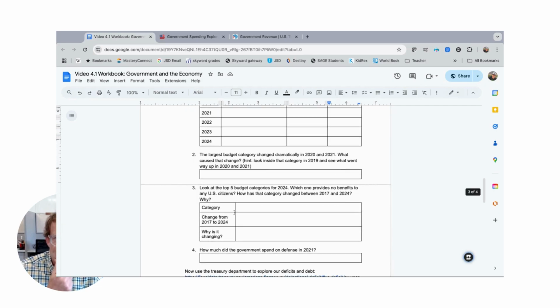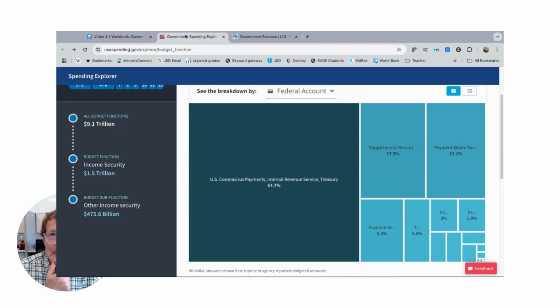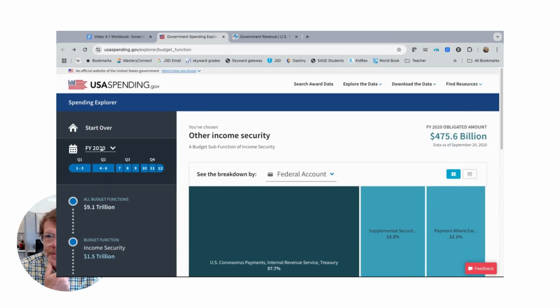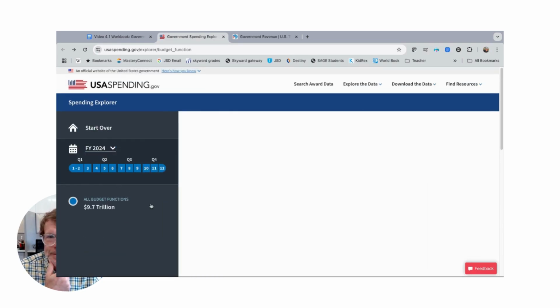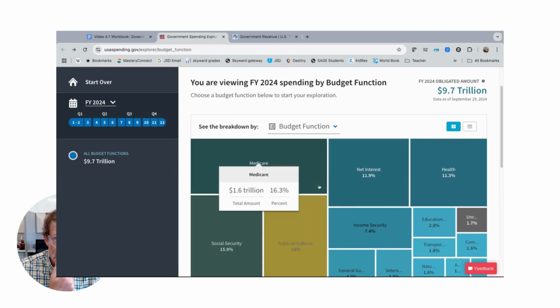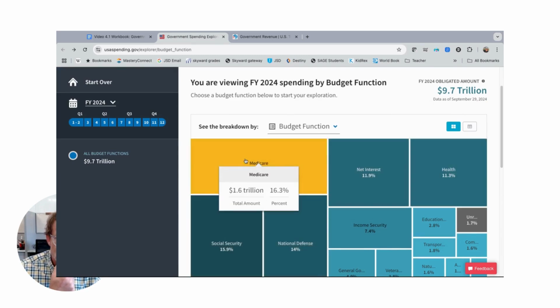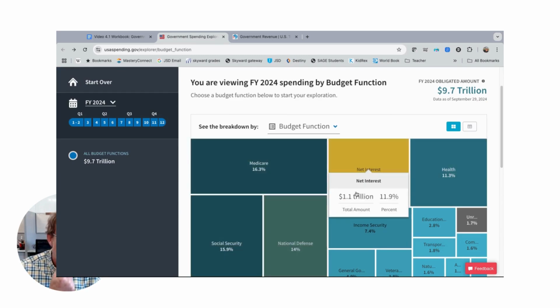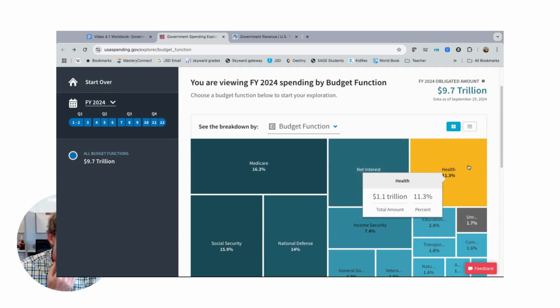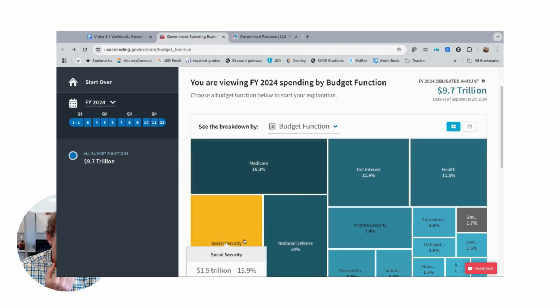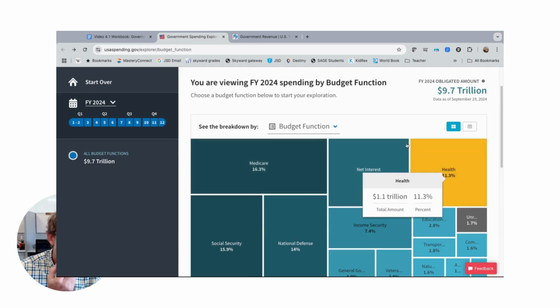For number 3, look at the top 5 budget categories for 2024. Which one provides no benefits to any U.S. citizens? How has that category changed between 2017 and 2024, and why? So it's saying to look in 2024. Of the largest categories, there's Medicare, Social Security, National Defense, net interest, health. Which one of these provides absolutely no benefits to US citizens?